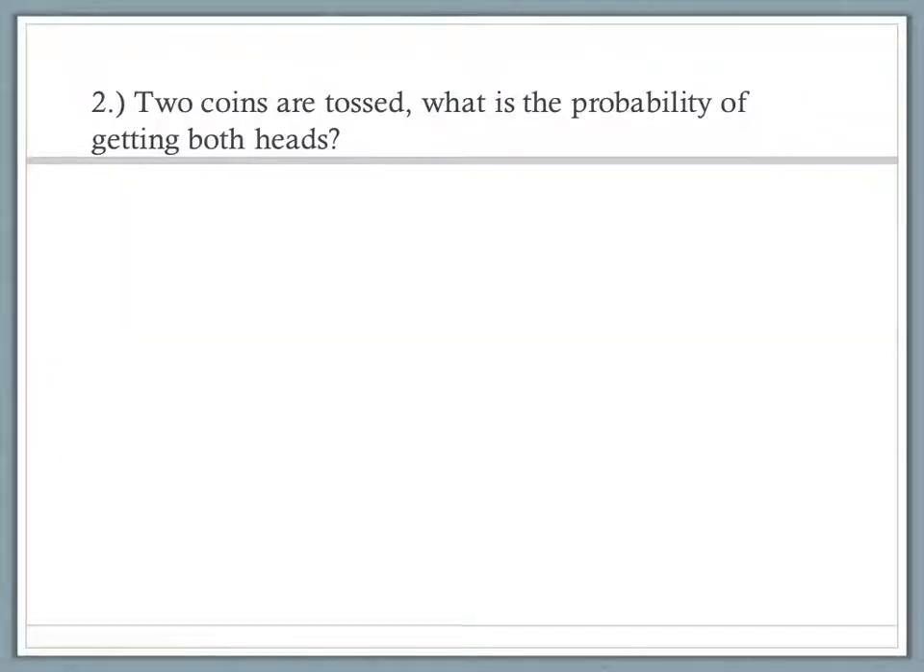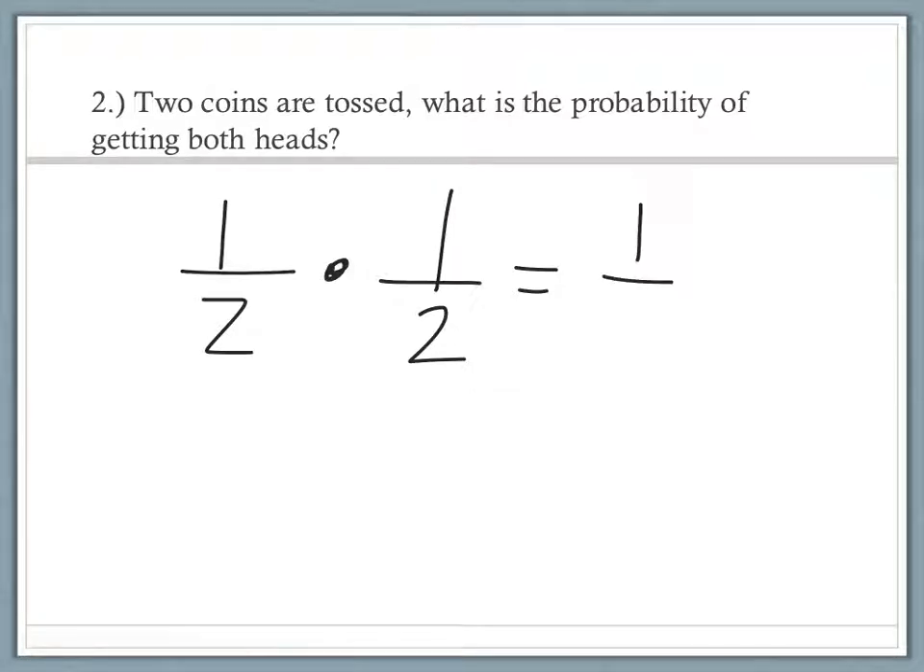All right, 2 coins are tossed. What is the probability of getting both heads? So I toss a coin. My probability, we all know, is 1/2. So if you think, we're tossing 2 coins, so I want to get heads and then another heads. So this is going to be an and probability, so I'm going to multiply. So 1/2 times 1/2, well, that's going to be 1 over 2 times 2 is 4. So 1/4 or 0.25.